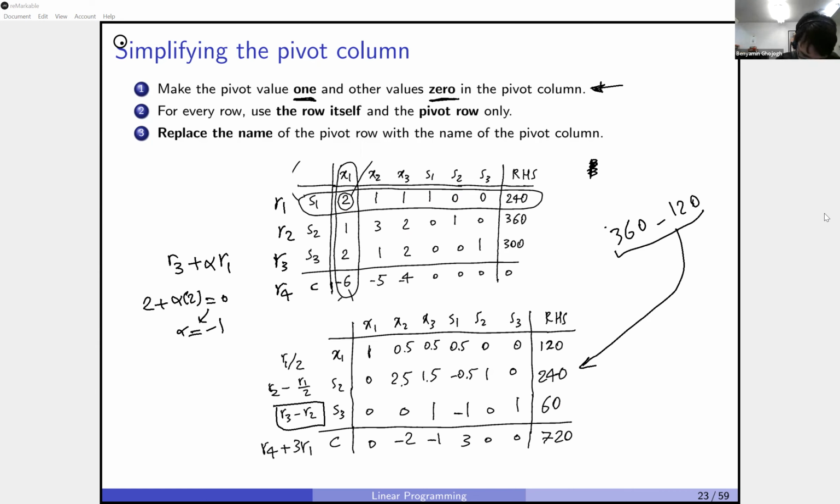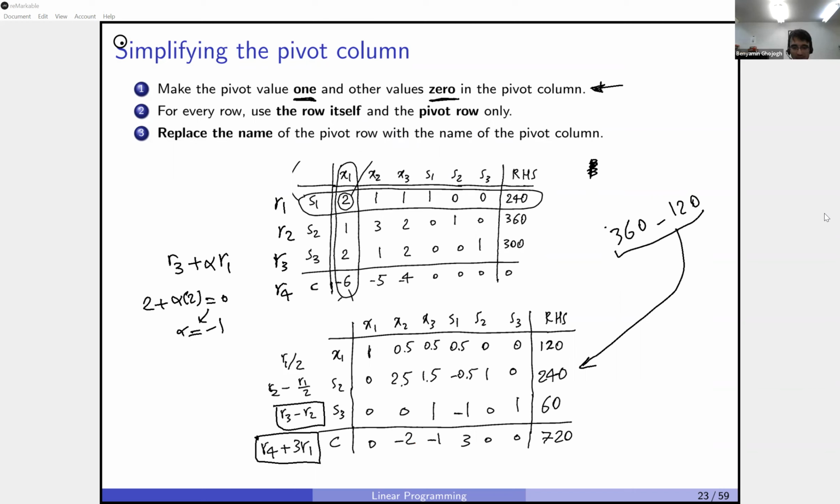You can do the same. I want minus 6 to become 0 using 2. So minus 6 plus 3 times 2 becomes 0. Therefore, R4 plus 3R1 should become 0. It's minus 6 plus 3 times 2 becomes 0. Minus 5 plus 3 times 1 becomes minus 2. Again, the same for everyone.